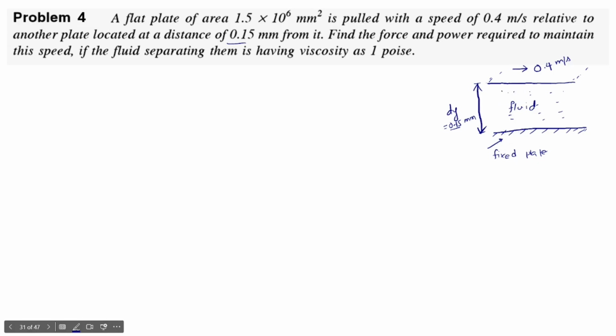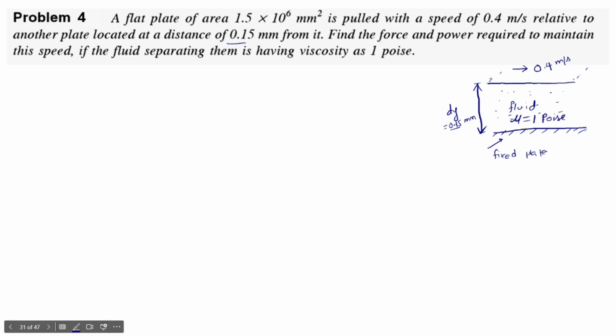And you have got fluid in between the two plates. Now you are asked to find the force and power required to maintain this speed of 0.4 meter per second, if the fluid separating them has a viscosity of 1 poise. So this means you have got a fluid in between them having a viscosity, definitely a dynamic viscosity, and it is 1 poise.